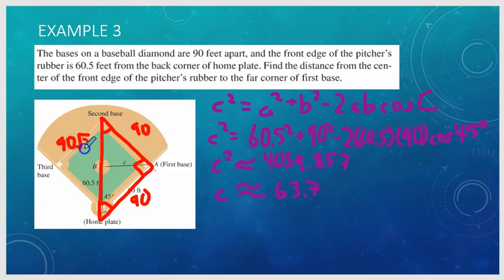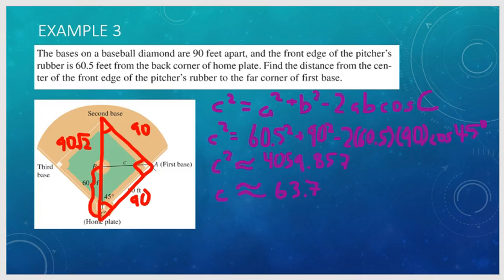So the way I would recommend finding the distance from the pitcher's rubber all the way to second base would be to take this entire distance, 90 root 2, and subtract the part of the distance that they gave us here. They told us that this is 60.5, so you can just subtract that decimal, and that'll give you what's left on the other side of the pitcher's mound instead.